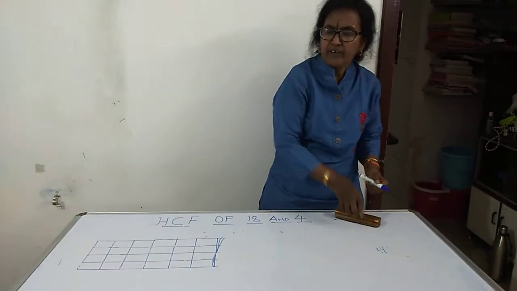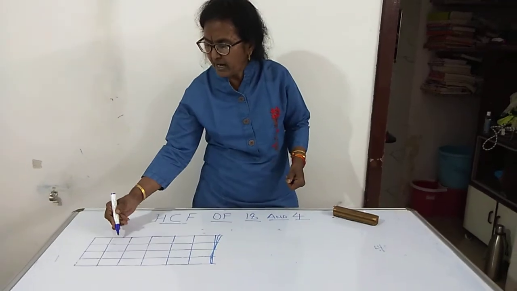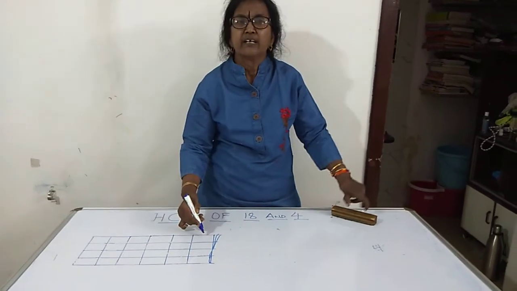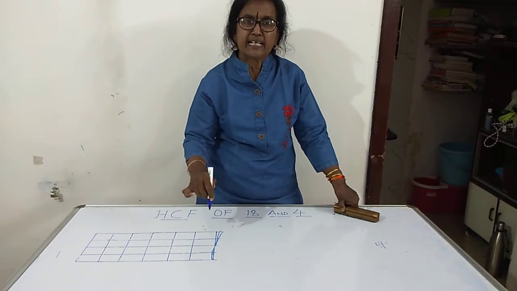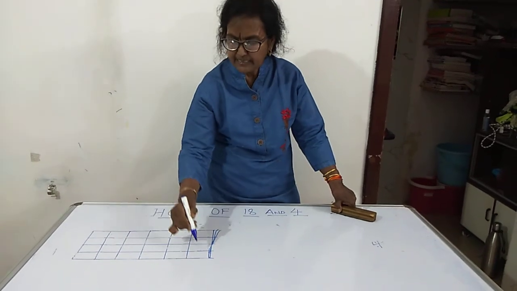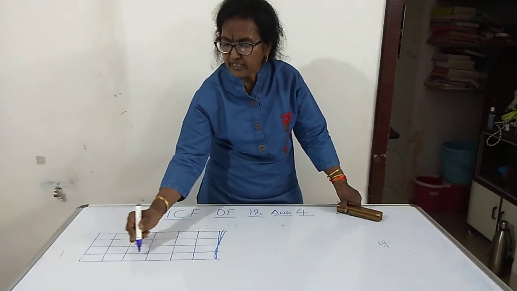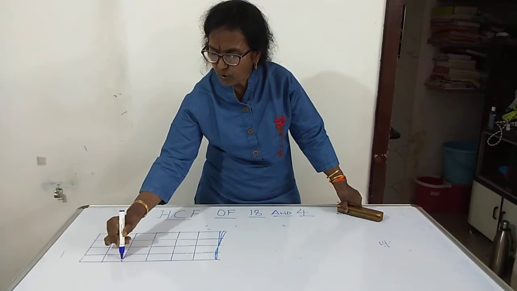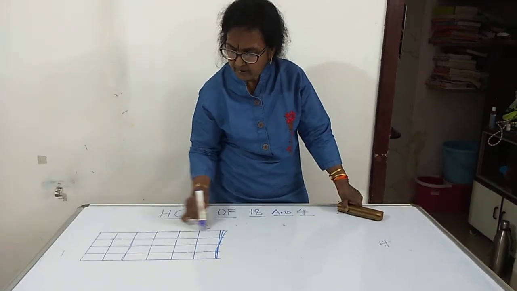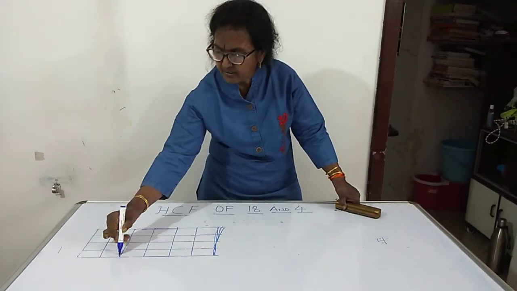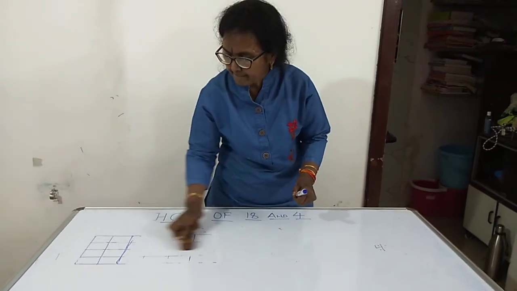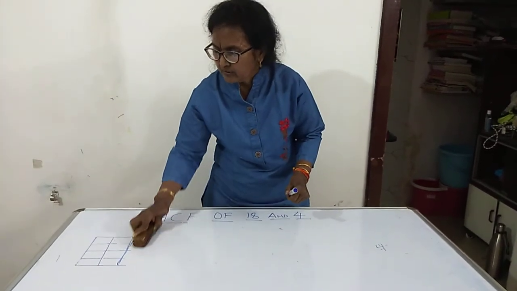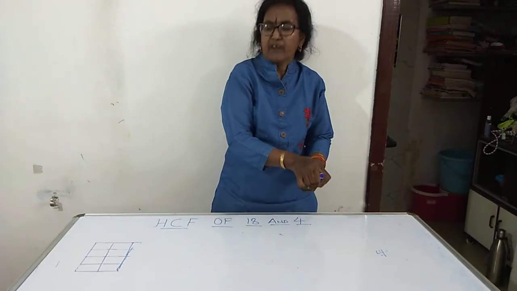Now the remaining figure is 1, 2, 3, 4, 5, 6 and 4 this way. Again repeat the same activity having a maximum. So 1, 2, 3, 4. This 4. Again we will rub this. Clear? Now we have rubbed this.